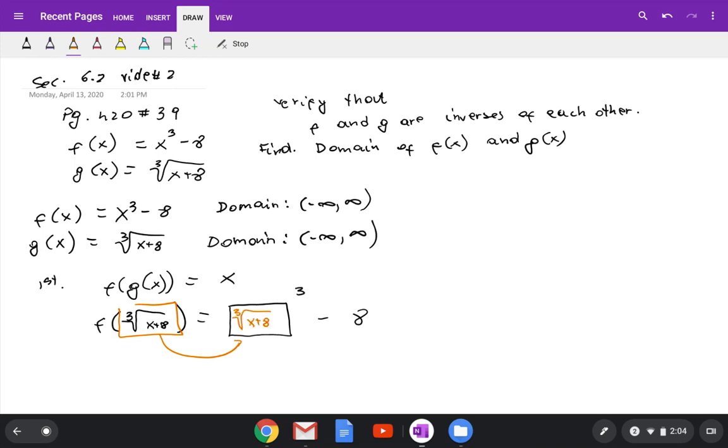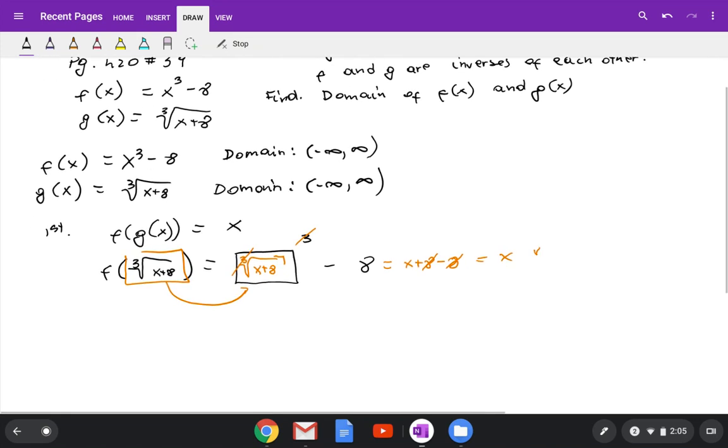So what we're going to do, you have cube root and exponent of 3, so they are under each other. That will cancel, and you will just end up with x plus 8 minus 8, which cancel. This is equal to x. So we showed that f composed with g will give you x.